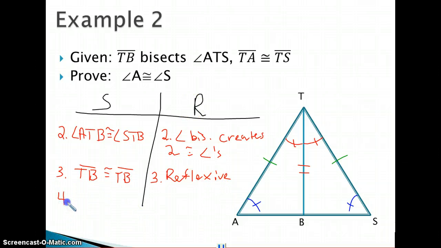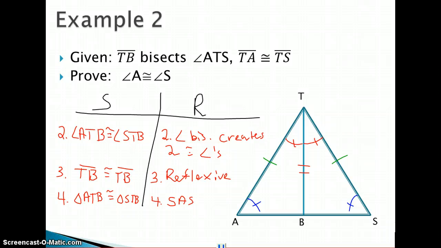Step 4, now the triangles are congruent, so I'm going to go with the same naming that I did in step 2, because I want to be consistent. I don't want to guess. I'm going to make sure that I'm correct on my naming. So ATB congruent to STB. The triangles are congruent. And we said it's because we had a side, an angle, and then a side. That's SAS.